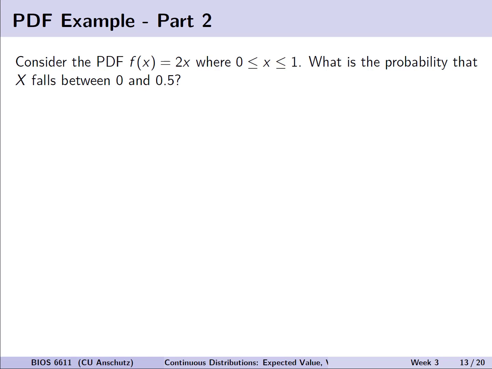So for part 2, let's consider that same PDF with that same sample space for observed possible values, and let's try to answer the question: what is the probability that x falls between 0 and 0.5? Again, I encourage you to pause the video here and try this for yourself, and then we'll walk through it together in a second.